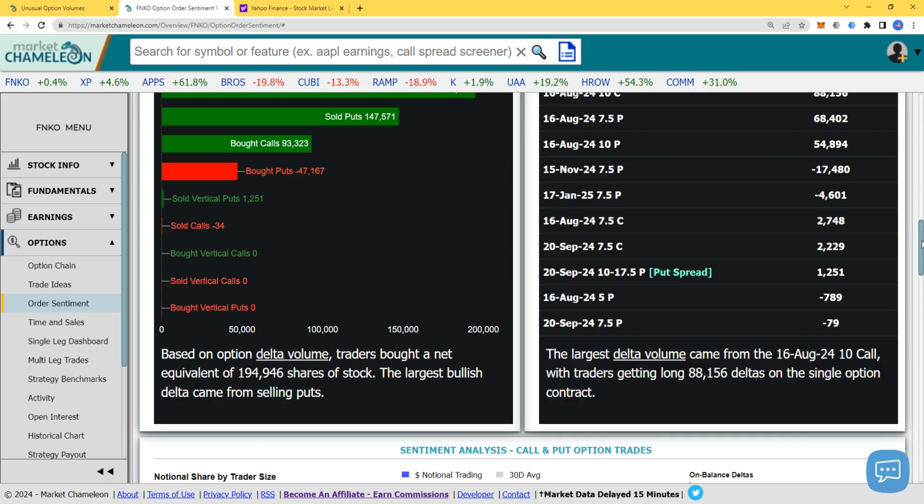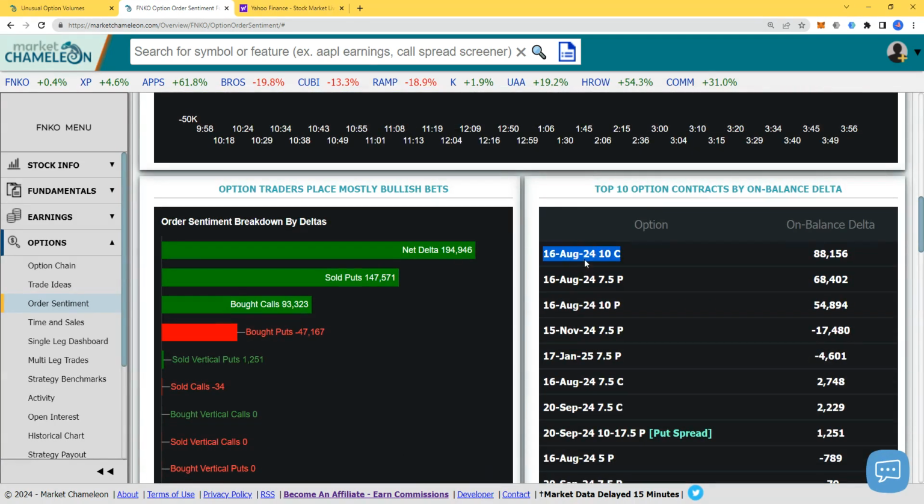The largest delta volume came from August 16, 10 calls, with traders getting long 88,000 delta on a single option contract. So people are betting that it will be above 10. I don't know. And here maybe they sold. You see, bought puts. Maybe they sold puts. They either sold the 7.5 as I said, or they sold the 10. I don't know. And then they bought the 10.